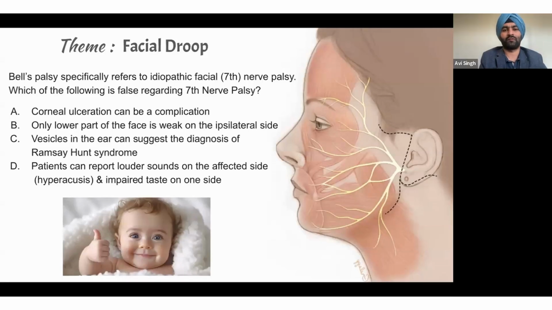Similarly, there was a question on facial droop regarding how do you differentiate between a lower motor neuron versus an upper motor neuron lesion of the facial nerve, an upper motor neuron lesion, of course, being concerning for a stroke. These were all concepts that were relevant to medical students, emergency medicine physicians, as well as internal medicine physicians.